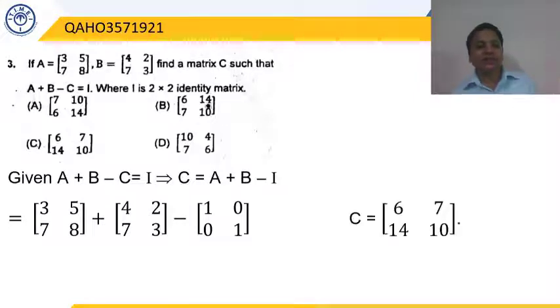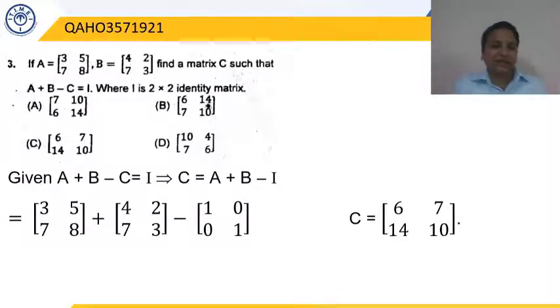It says the result as 3 plus 4 is 7. 7 minus 1 is 6. We are adding corresponding elements and subtracting the corresponding elements of the identity matrix. 3 plus 4 is 7. Minus 1 is 6. 5 plus 2 is 7. Minus 0 is 7. 7 plus 7 is 14. Minus 0 is 14. 8 plus 3 is 11.